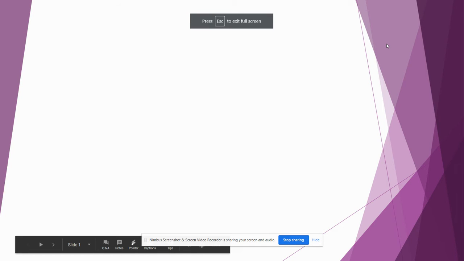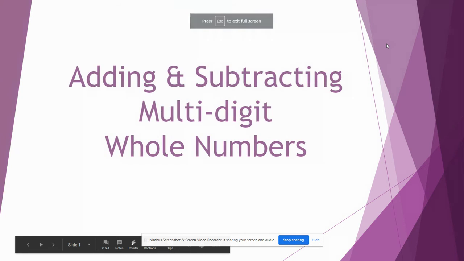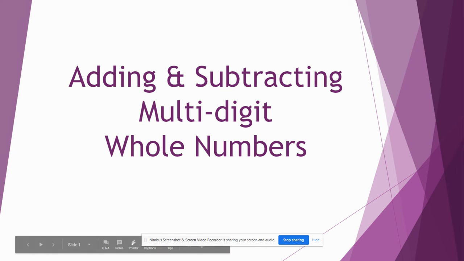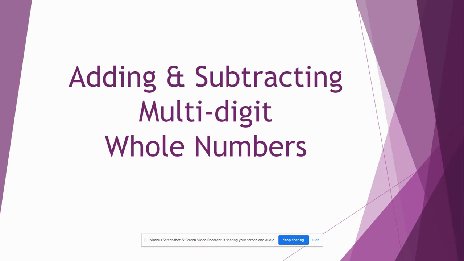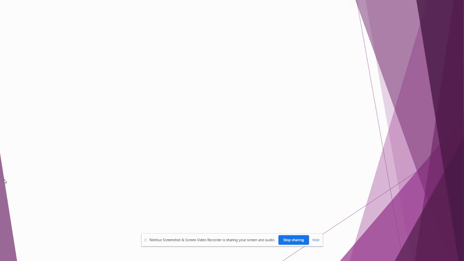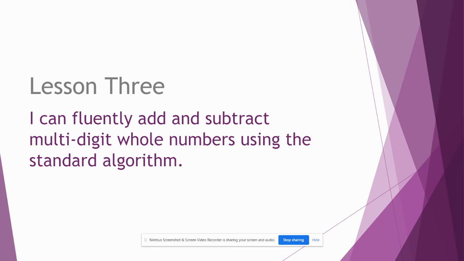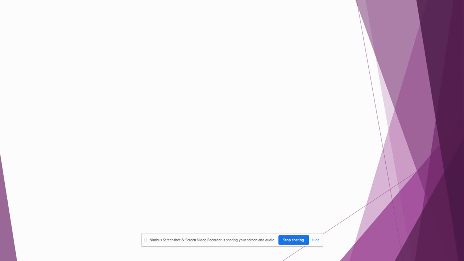Hi, everyone. Today we're going to be learning about applying what we just learned about adding and subtracting with multi-digit whole numbers, and putting those together and applying what we learned to work out some word problems. So our objective for today is I can fluently add and subtract multi-digit whole numbers using the standard algorithm.